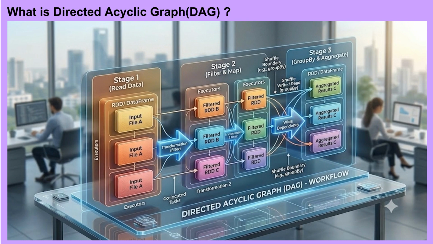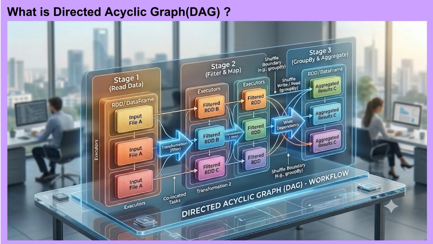2. The trigger, executing the graph. The DAG remains a blueprint until you call an action, like .count, .collect, or .save. The moment an action is called, Spark hands the DAG over to the DAG scheduler. The scheduler looks at the whole graph, optimizes it, like combining operations to avoid scanning data twice, and breaks it down into a hierarchy of stages and tasks to distribute across your cluster.